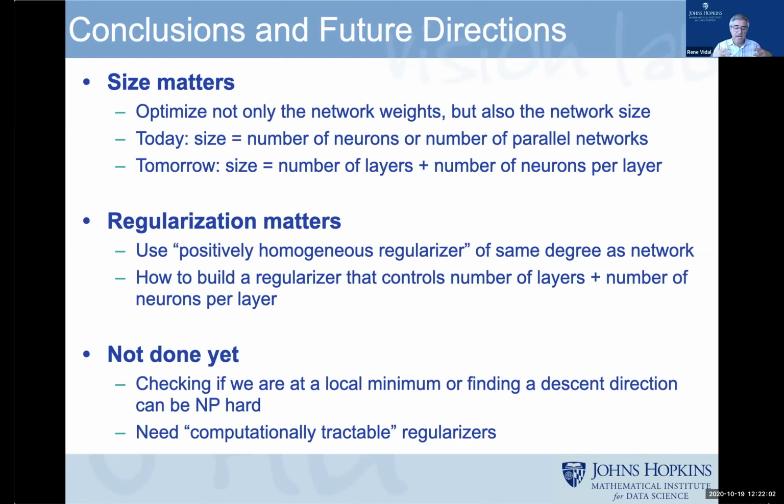And the meta algorithm that we have proposed is based on adding one subnetwork at a time. And so that requires finding a descent direction. That can be NP hard. This requires verifying that you are at a local minimum, which can also be NP hard. So at the other end, the framework is very, very general. It allows for any regularizer as long as it's positively homogeneous. So I think moving forward, the question is, can I find, quote unquote, computationally tractable regularizers, namely regularizers for which verifying that you're at a local minimum or finding a descent direction would be more tractable.